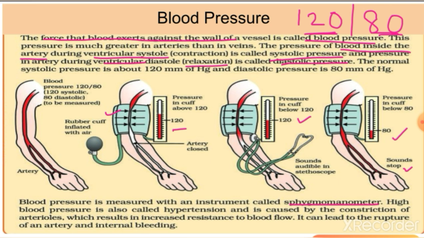If the systolic pressure is more than 120, then it is known as a hypertension situation. Or if it is lower than 80, then it is known as low blood pressure. Now, what are the reasons for hypertension? One reason could be constriction in the arterioles. This constriction could be because of the deposition of cholesterol.